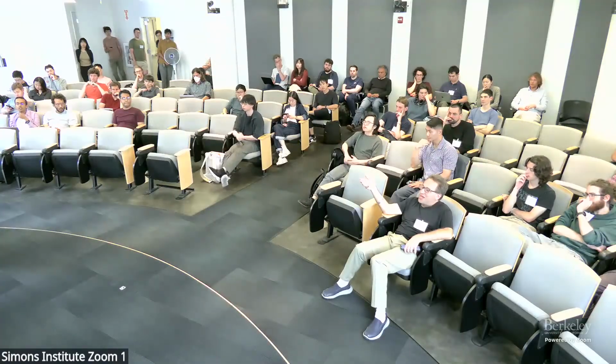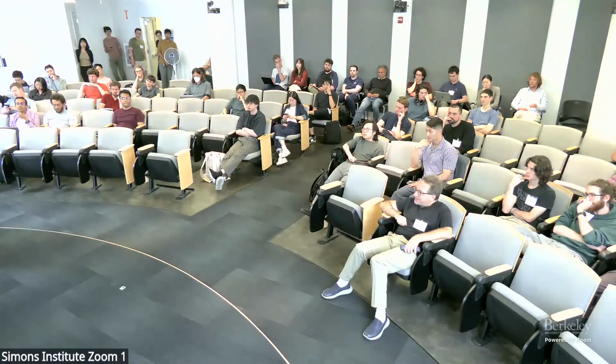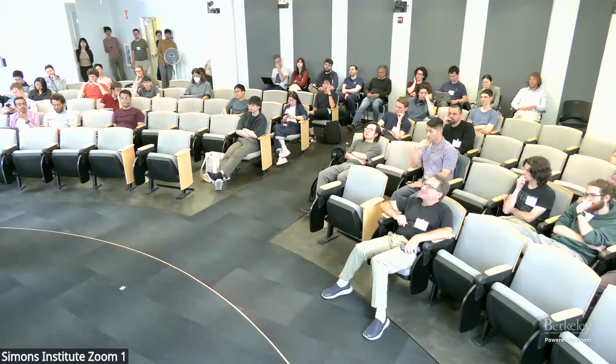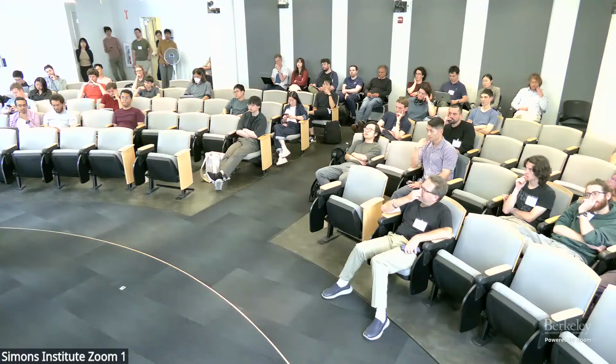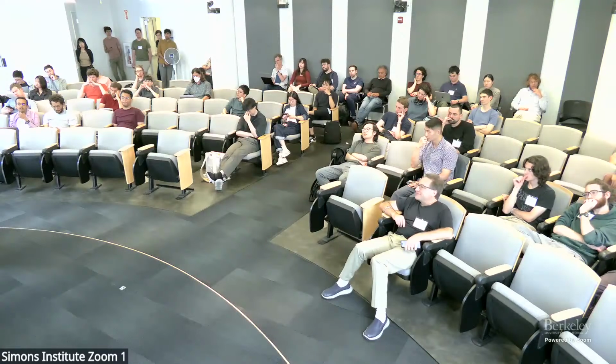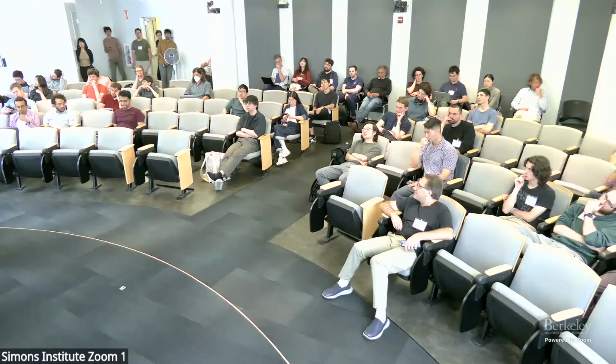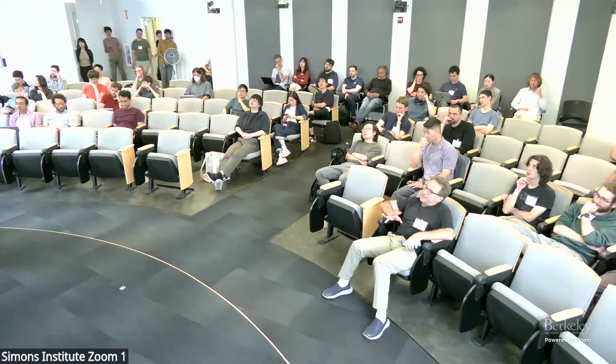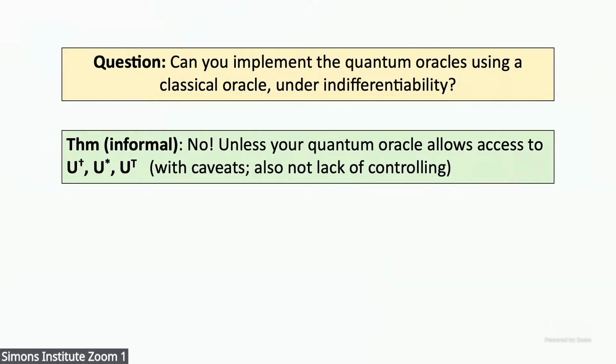Okay, so on one hand, indifferentiability is too strong and too weak, right? It's too weak because it doesn't handle witnesses, but it's also maybe bigger than you need, because indifferentiability literally says you can use it anywhere that the composition theorems are valid. Maybe for QMA and QCMA, you don't need to go all the way to indifferentiability. Okay, so can we implement quantum oracles using a classical oracle under indifferentiability?